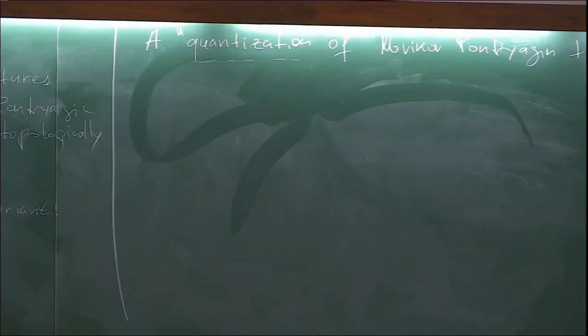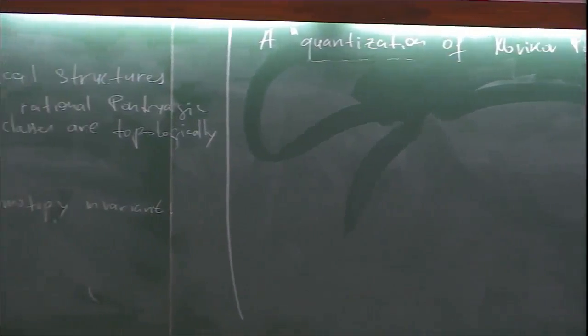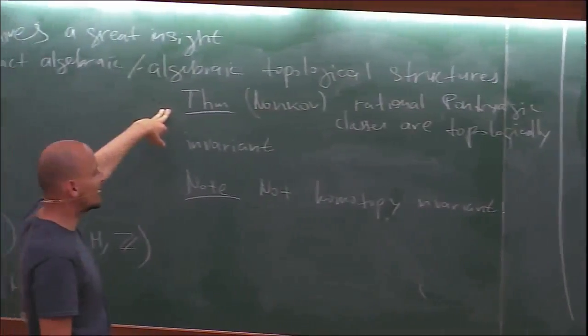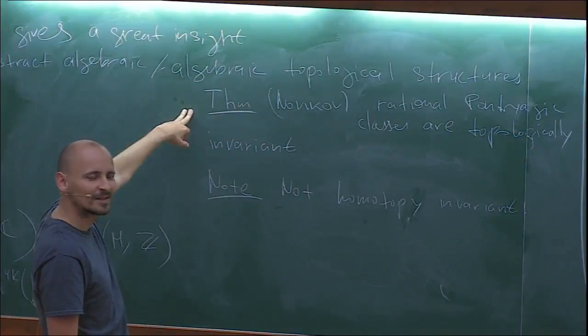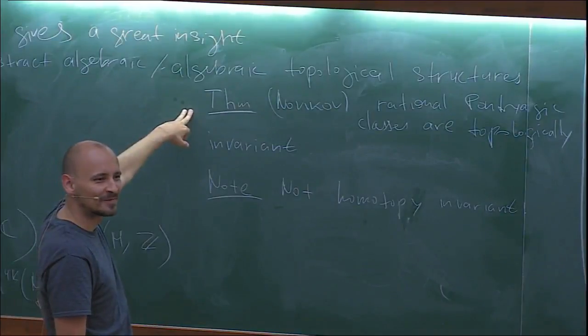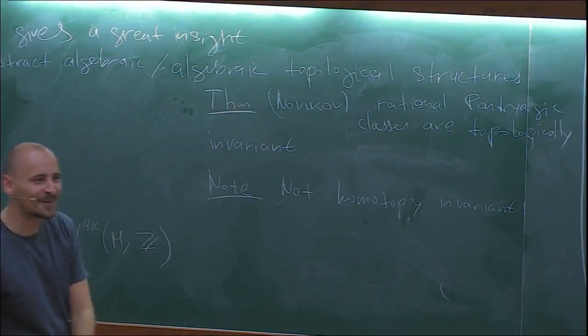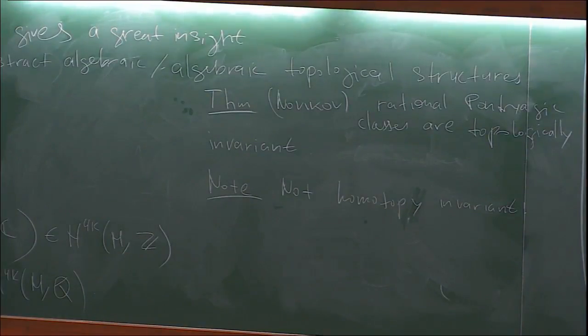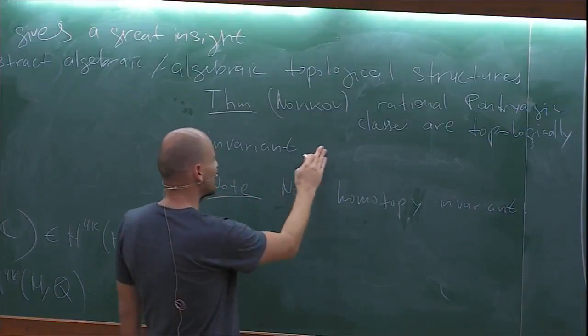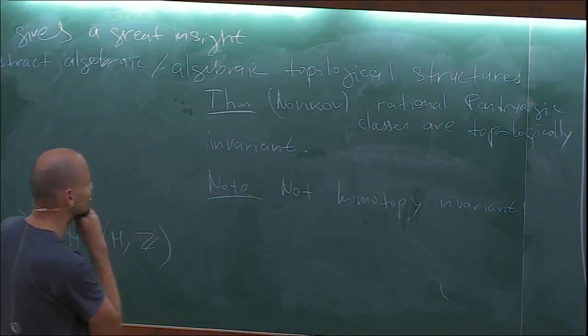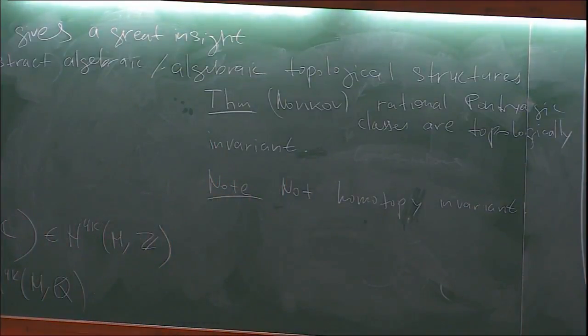The rational Pontryagin classes are not homotopy invariant. Here. I don't know. I think not, but perhaps a Google search. In any case, well, I do not know. Yeah, I do not know.